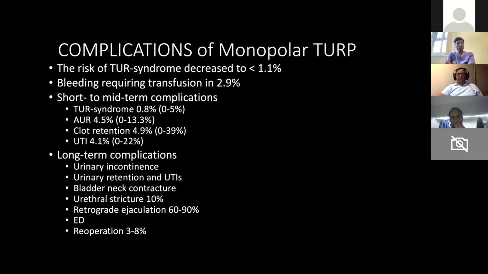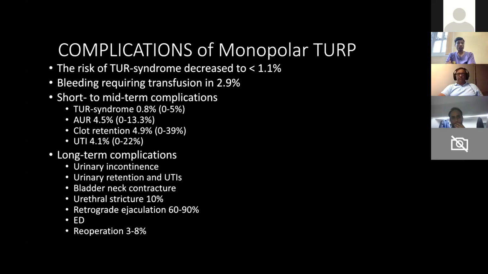Complications of monopolar TURP: the risk of TUR syndrome is now getting much lesser, mainly because of bipolar TURP. The usual quoted rate is less than 1.1%. Short to mid-term complications include TUR syndrome, acute urinary retention, which may get better later in the follow-up, clot retention, and UTI. Long-term complications like urinary incontinence and urinary retention can also improve, but complications like bladder neck contracture or urethral stricture will need some secondary intervention.